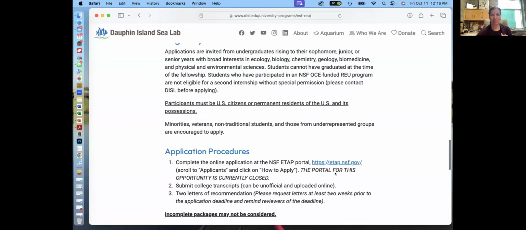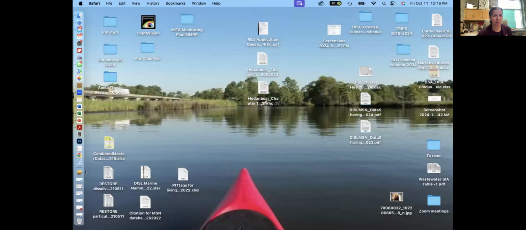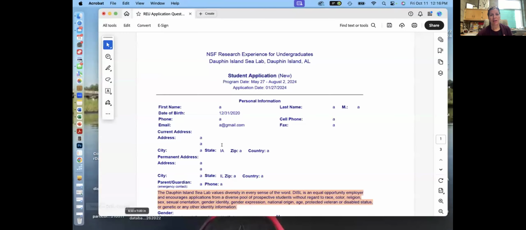But again, ours is closed until I can work out the ETAP bugs. But my goal is to have this going hopefully by the 15th. So that's the plan. But that's what our website looks like. And then as far as the application, and hopefully through ETAP, it'll be quite similar.